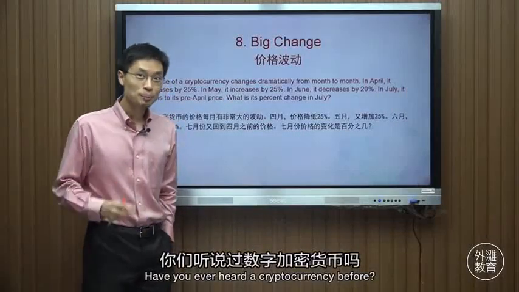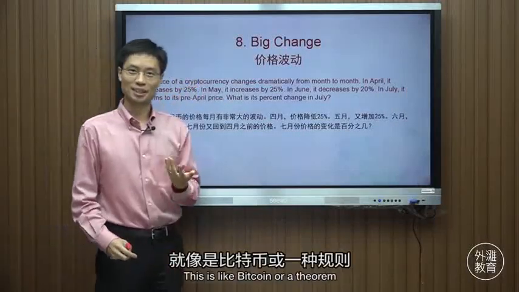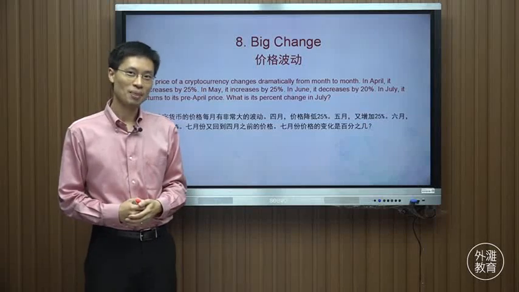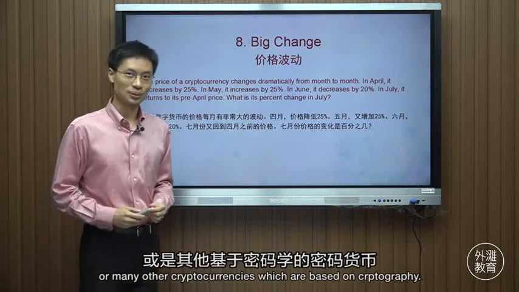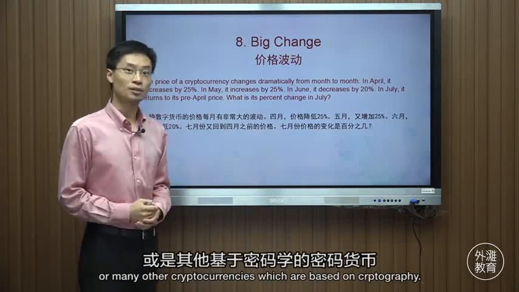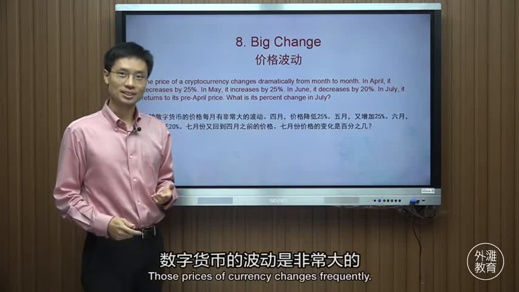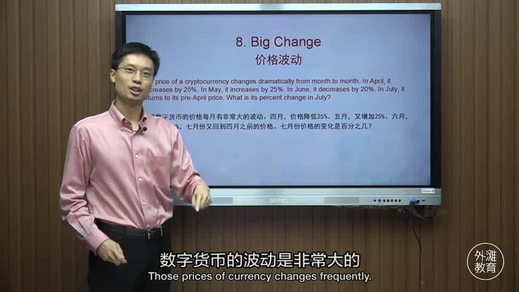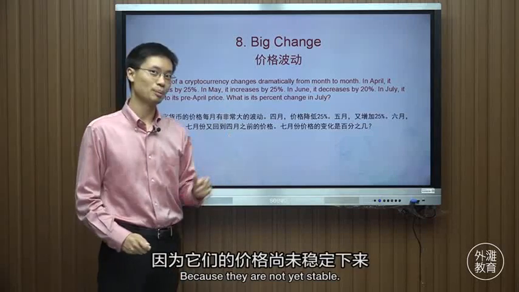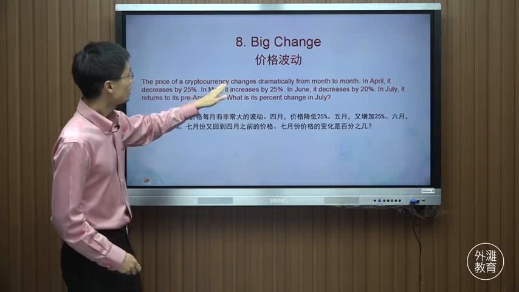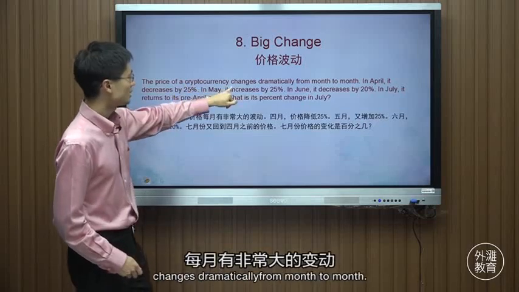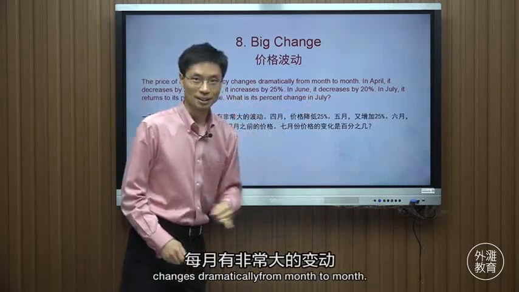Have you heard of a cryptocurrency before? This is like Bitcoin or Ethereum or many other cryptocurrencies which are based on cryptography. Those prices of cryptocurrencies change very frequently because they are not yet stable. The price of a cryptocurrency changes dramatically from month to month.